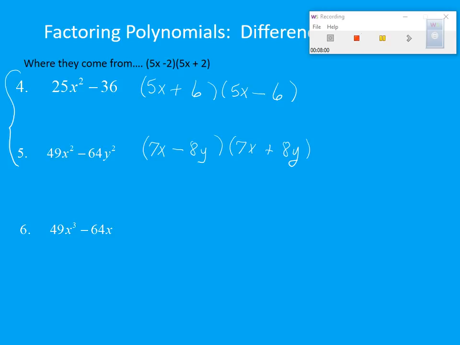Now what I did on number 6, it's almost a difference of squares. We just got to take out whatever they have in common first. So once again, the golden rule of factoring. I'm going to factor out an x, which leaves a 49x squared minus 64. Now the part in my parenthesis is a difference of squares. So I'm going to go 7x plus, 7x minus, square root of 64 is 8, and then we have it factored. So that's our difference of squares.